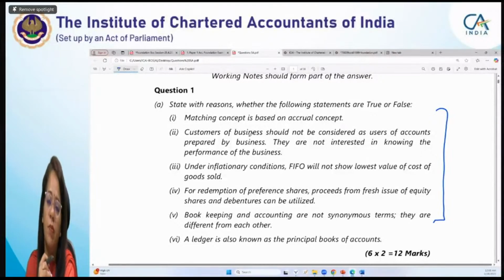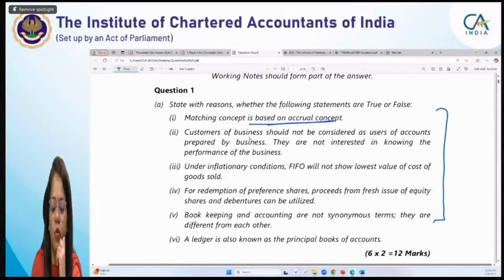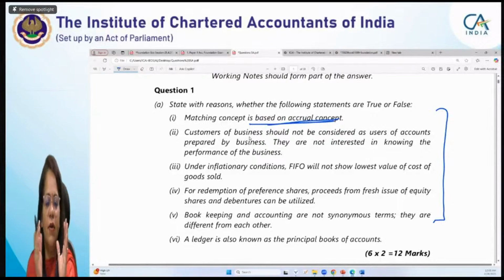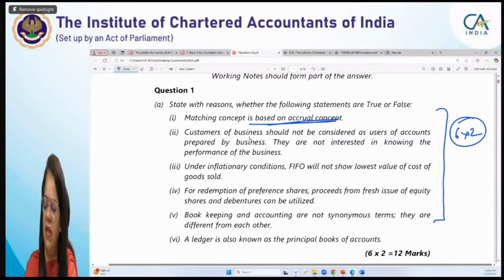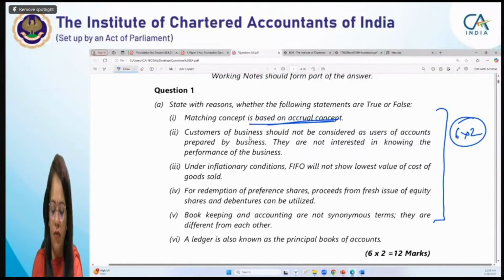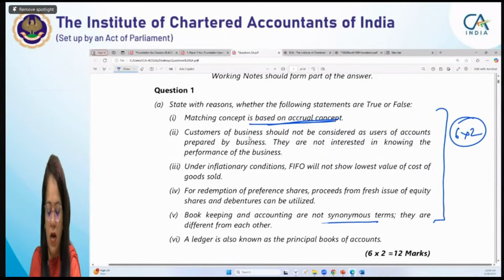You are into a competitive or professional examination. Matching concept is based on accrual concept. You have to write whether it is true or false. Give a reasonable reason also for this. So 6 into 2, you will get 12 marks. For every statement, you should have the answer with the reason. And for bookkeeping and accounting, this comes from chapter number 1.